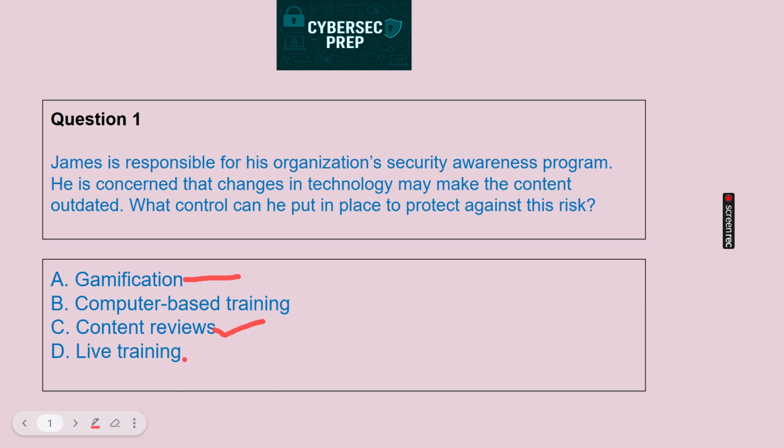Live training again is a type of training delivered to the participants. It's a live session where the trainer gives the training, by some means. It could be physical or through online. But again, the purpose of this training is to just deliver the training, but it does not ensure that the content remains updated. So, based on our review of all four options, option C, content review, is the correct response to this question. Moving to the next question.